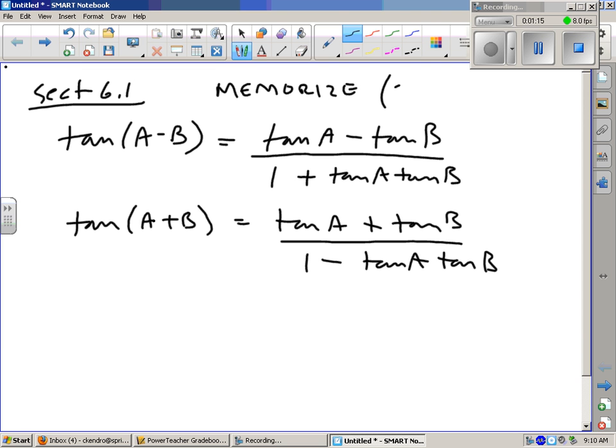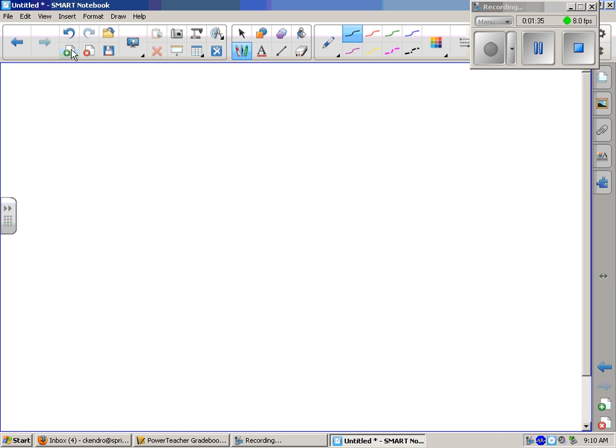These are the sum and difference formulas. Okay, so let's try a couple problems. All right, well, let's go to a new page here.